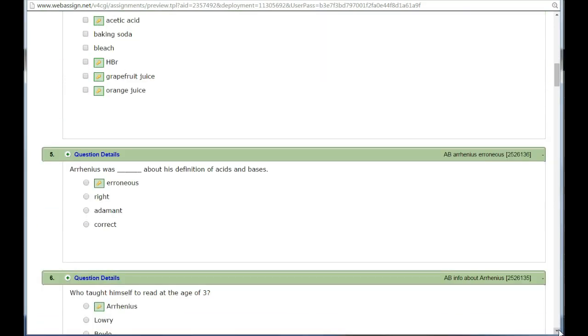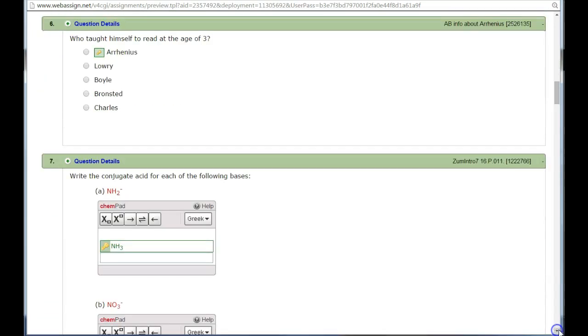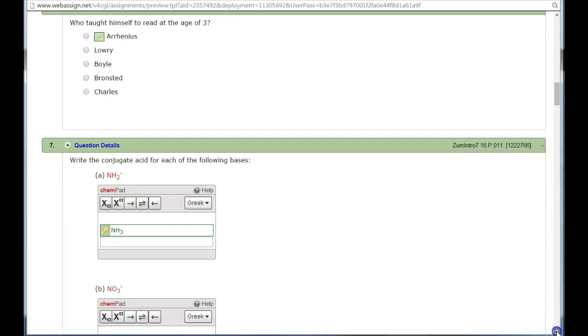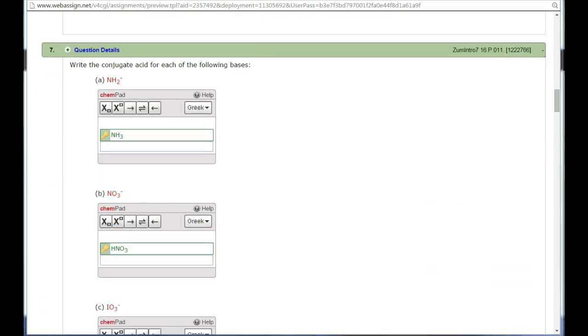Arrhenius was erroneous. Read your notes. Who taught himself to read at the age of 3? Arrhenius. Now we're going to get to the real good stuff here. Write the conjugate acid. So write the conjugate acid for each of the following bases.